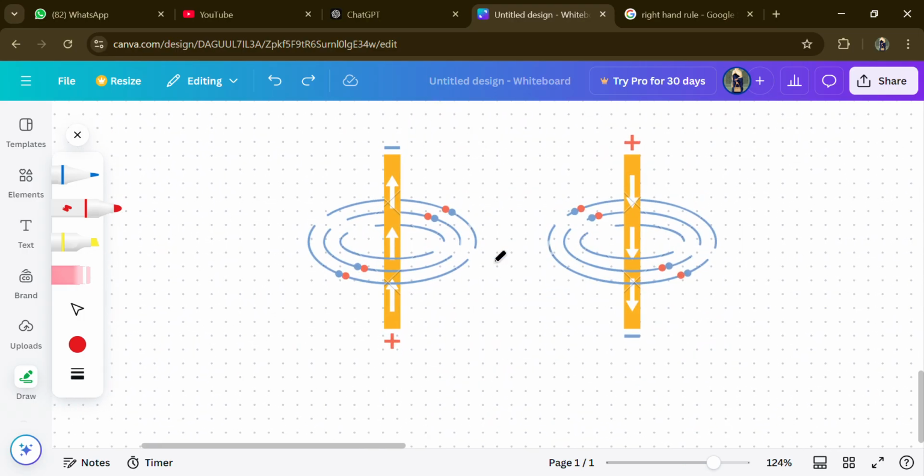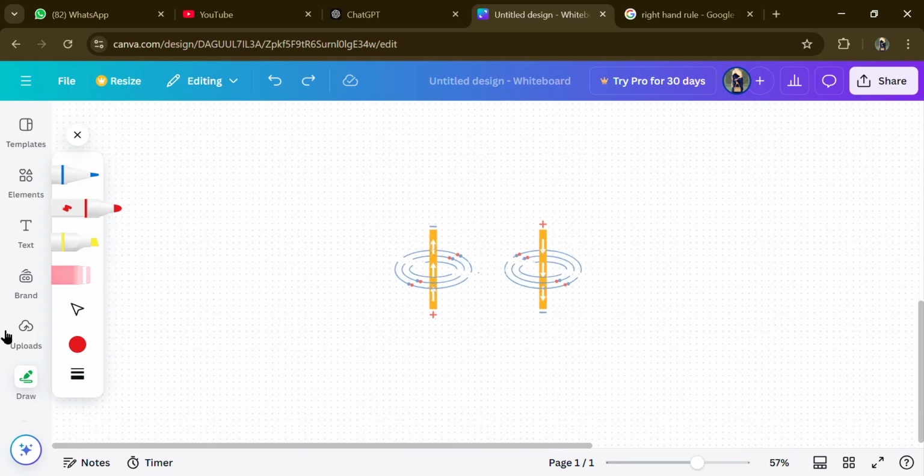Now we have a concept of the direction of the magnetic field. Just suppose that we are given a condition where you have to find out the direction in which the magnetic field is working, from which side to which side the North Pole and South Pole are performing their duty. So we have a specific rule for it.